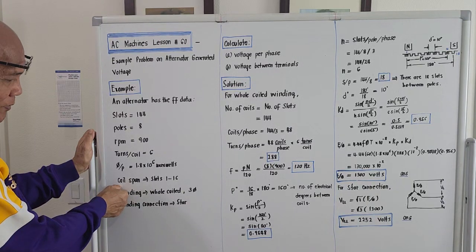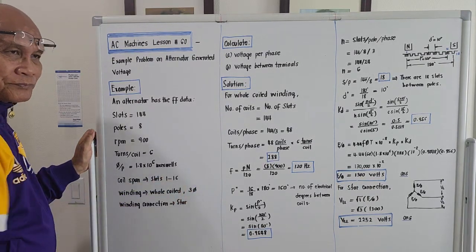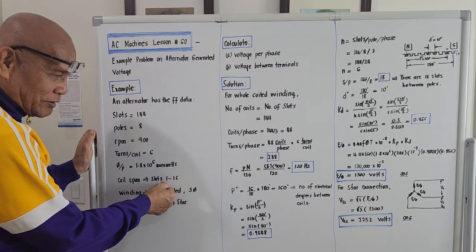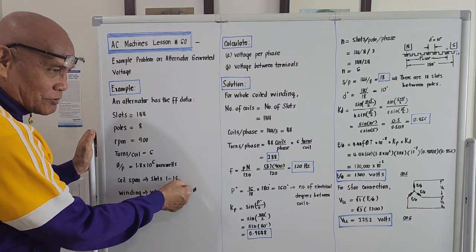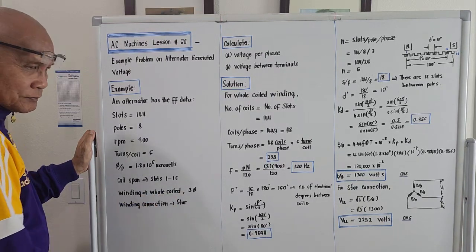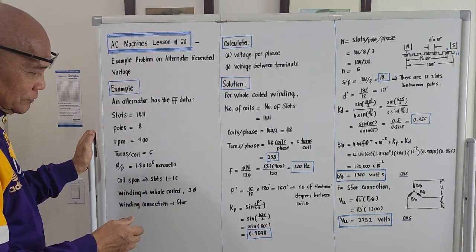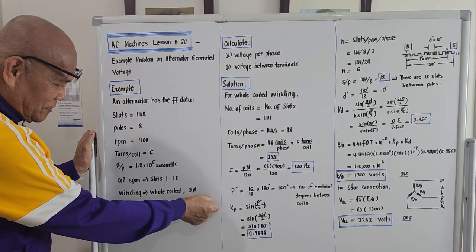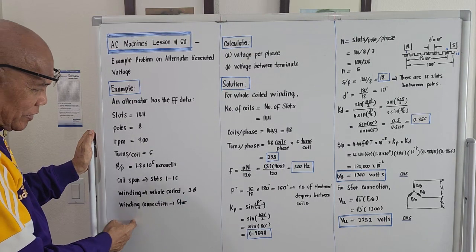The coil span will be slots 1 to 16. Later on, we will discuss this, slots 1 to 16. There is a significance of this in the computation. And the winding will be whole coil. Again, we will discuss that one. Three phase. And the winding connection is star.